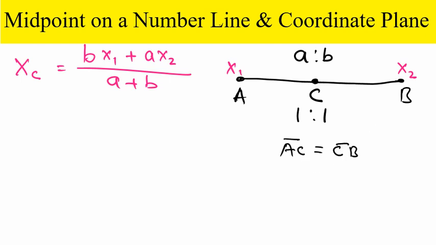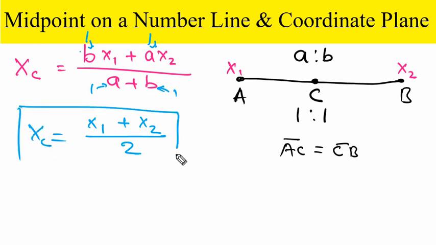Now here I will simply put the values of A and B as 1 and 1. B is 1, A is also 1. Similarly here, A is 1, B is also 1. Now 1 multiply x1, 1 multiply x2, over 1 plus 1. So that will be your coordinate, right?